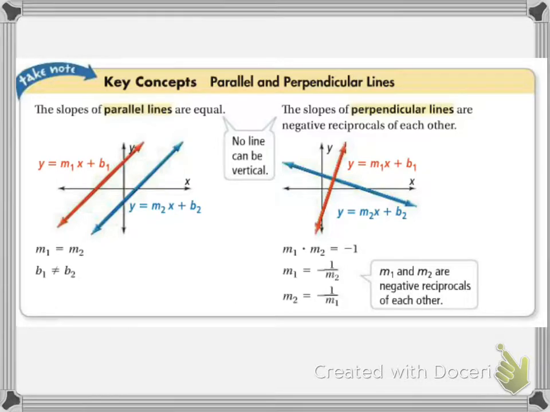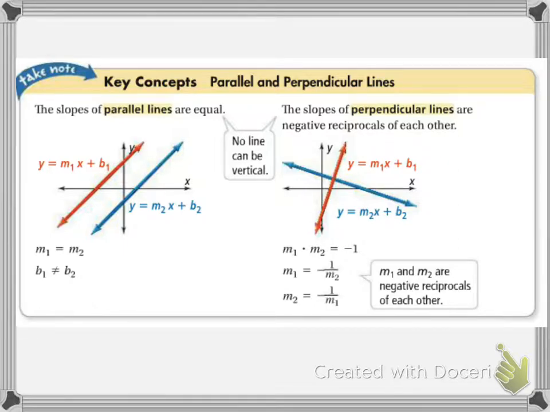Finally, let's talk about parallel and perpendicular lines. Now, you probably talked about this in geometry, but we're going to cover it today. Parallel lines means that their slopes are identical. Parallel lines will never intersect. So they have different y-intercepts, they start at different places, but they go at the same rate, so they will never cross each other. The key here is that parallel lines have the same slope.